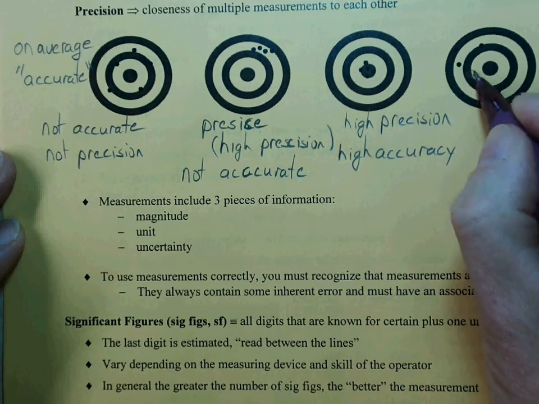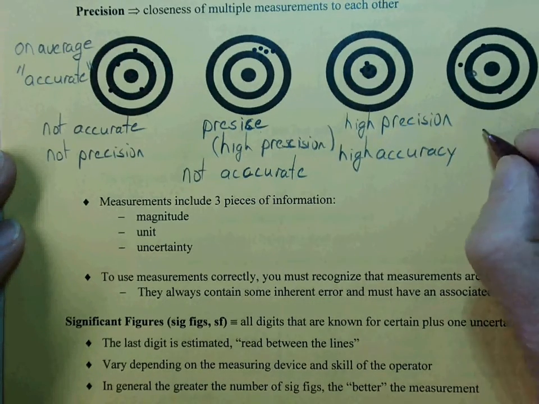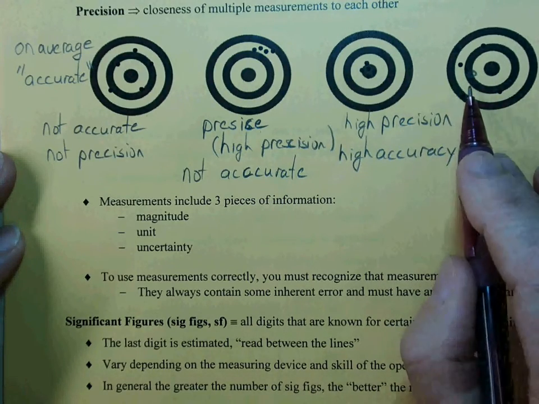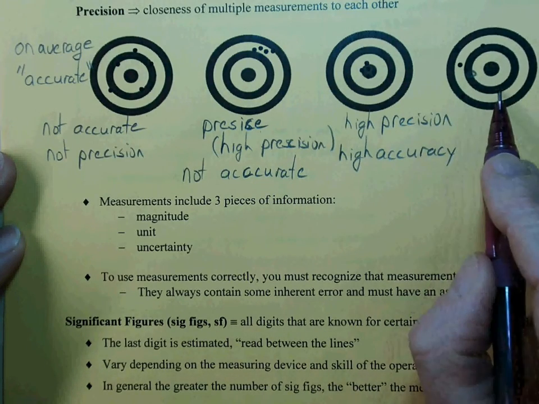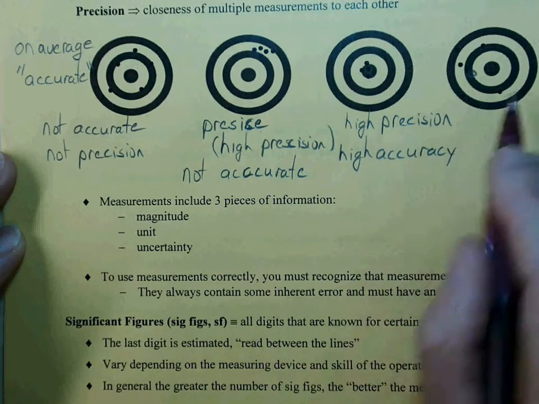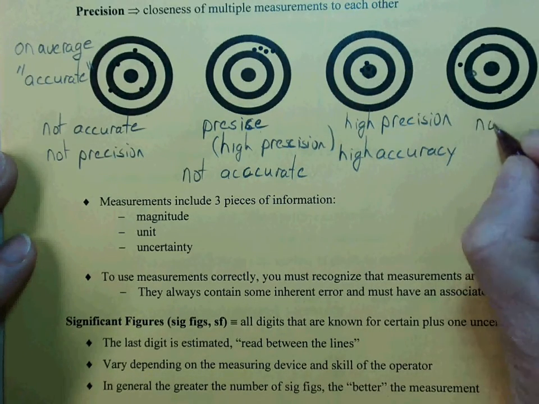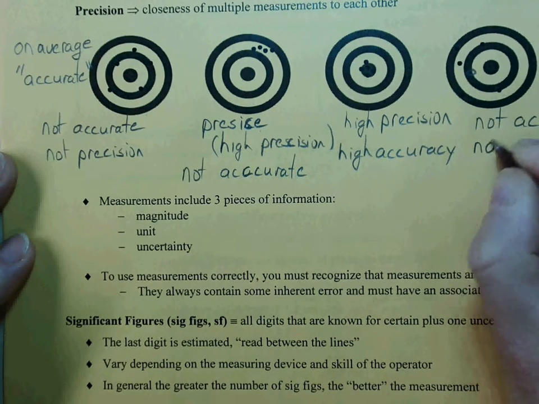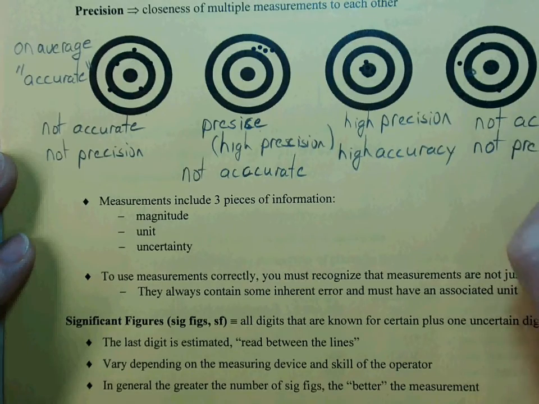Here, if we did the average, it would be somewhere in here. So by either on average or simply by looking at a single measurement, this is not accurate. And there's a large spread, so this is not precise.